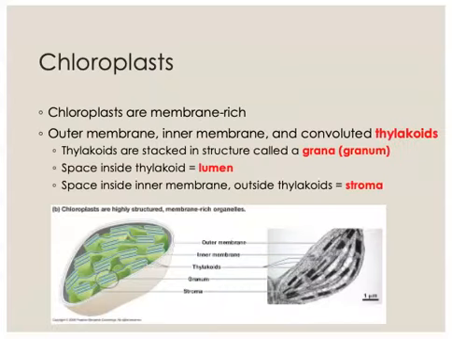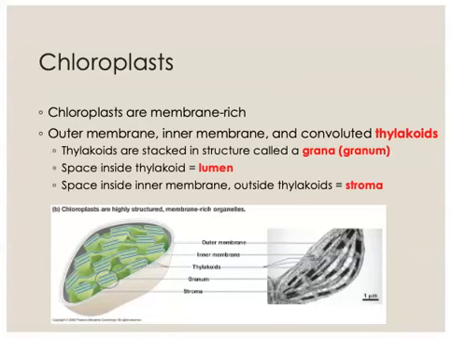Let's take a couple minutes and look at the structure of chloroplasts. Remember, the chloroplast is one of the double membrane organelles that we discussed earlier in the course. The chloroplast is one of the organelles that is believed to have evolved through endosymbiosis. Chloroplasts are membrane-rich. They have an outer membrane and a convoluted inner membrane, which produces structures that are called thylakoids.